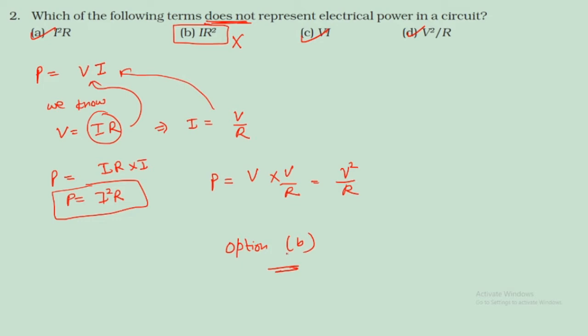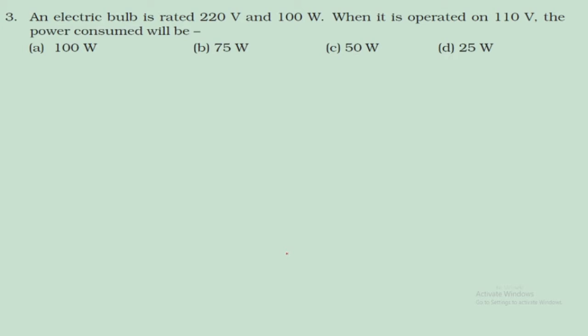So now move to question number 3. Question number 3 is, an electric bulb is rated 220 volt and 100 watt. So power is 100 watt, and voltage is given, that is 220 volt. When it is operated at 110 volt, so now V2 is 110 volt and we have to find P2. It is P1, that is 100 watt, and V1 is 220 volt.